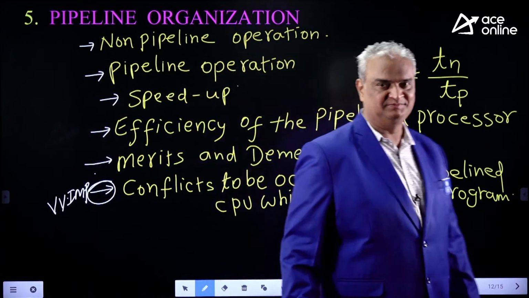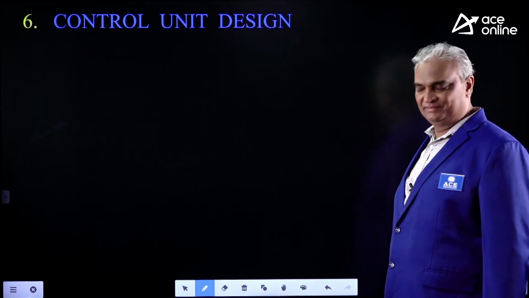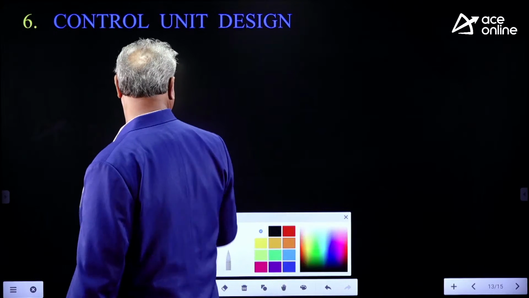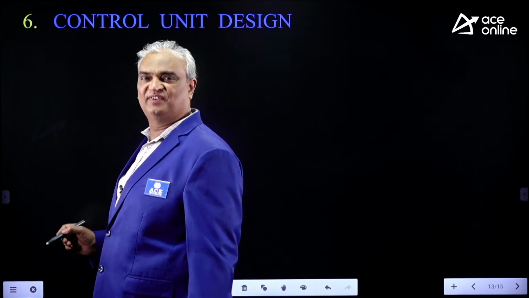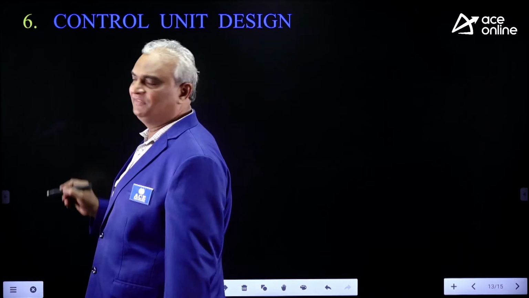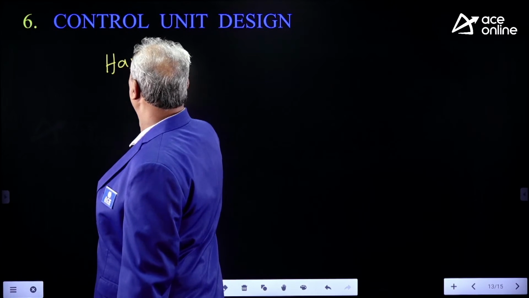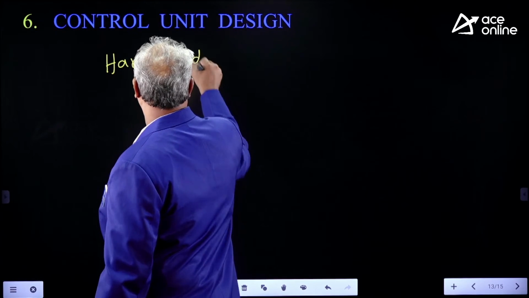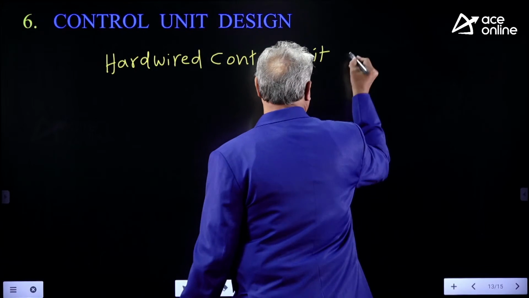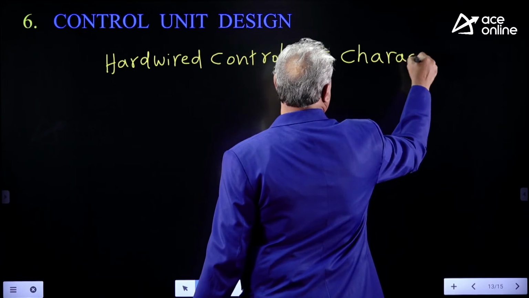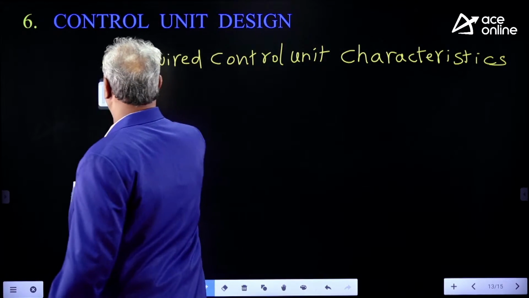Okay, next. Control unit design. In this, first of all, understand the difference between hardwired control unit and microprogrammed control unit. What is hardwired control unit? Means hardwired control unit characteristics. Next, what is microprogrammed control unit characteristics?